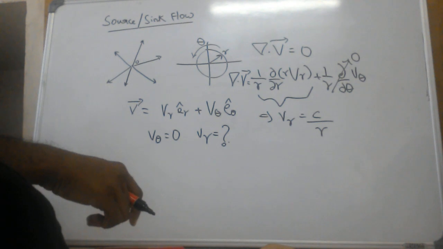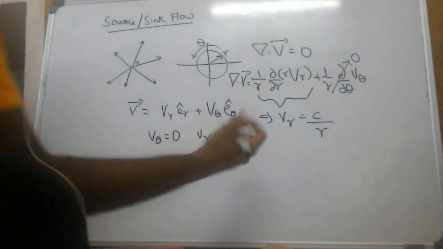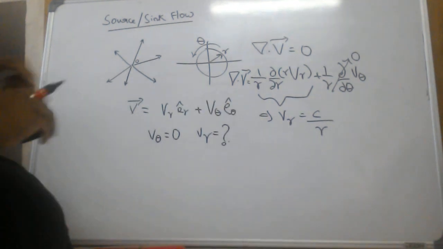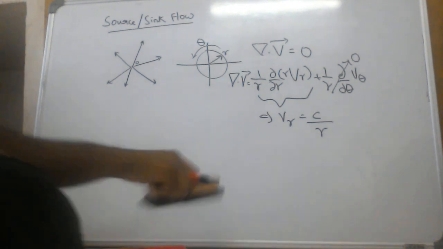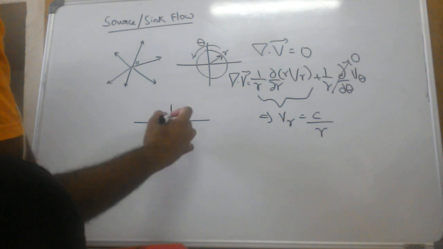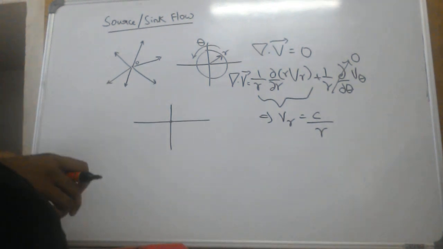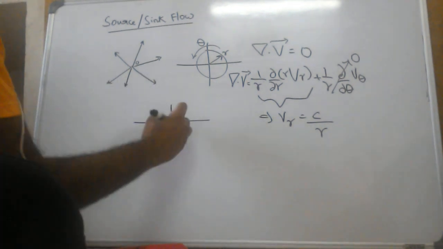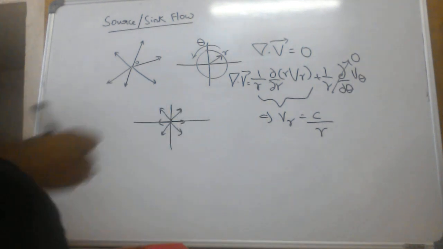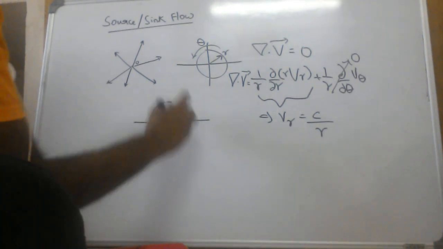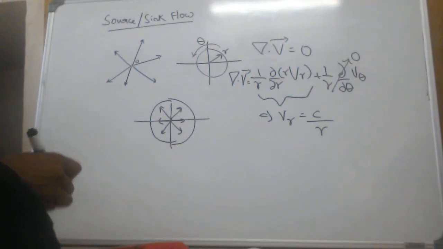So let's look at how we can find what this constant c is. Let's say I have a source flow placed at the origin here, and I have the fluid emanating from this point. Let me take a circle around this point, and let's say the circle's radius is r.